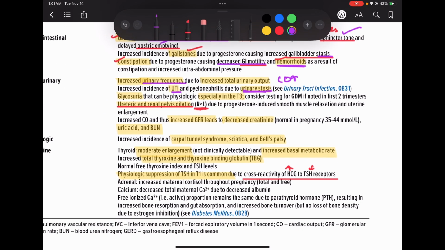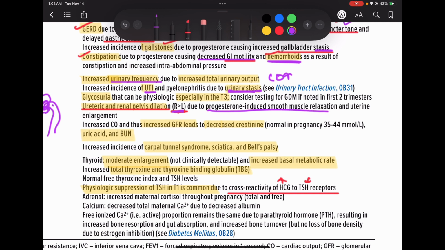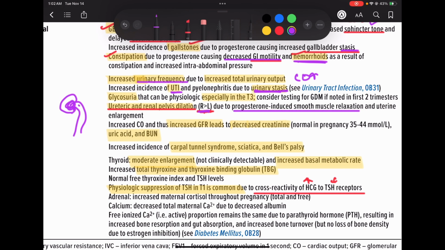Now there's one important thing: ureteric and renal pelvis dilation. So the renal pelvis part and the ureters dilate, and the right one dilates more than the left one due to progesterone-induced smooth muscle relaxation and uterine enlargement. So, progesterone induces smooth muscle relaxation, which would relax the ureters, and uterine enlargement too. How would we explain uterine enlargement causing ureteric and renal pelvis dilation?